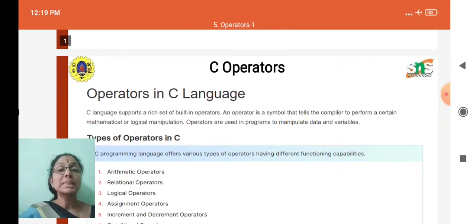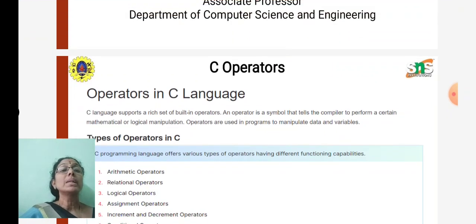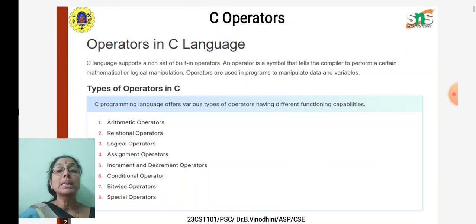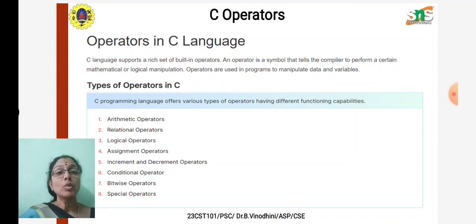So first of all we will see what an operator is. The operator is used to perform a certain mathematical or logical manipulation on the given variables in the program. The types of operators in C are arithmetic operators, relational operators, logical operators, assignment operators, increment and decrement operators, conditional operator, bitwise operator and special operators. These are all the types of operators in C.